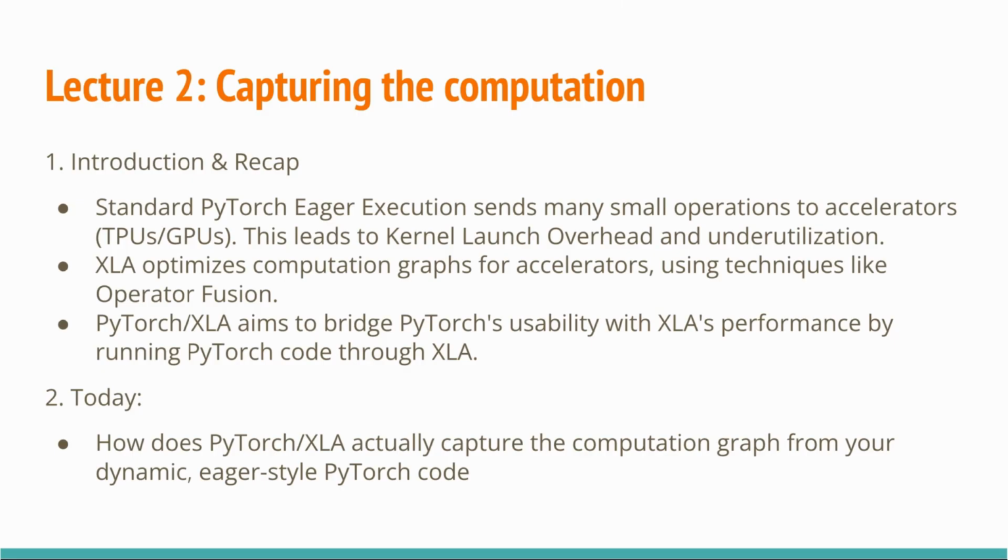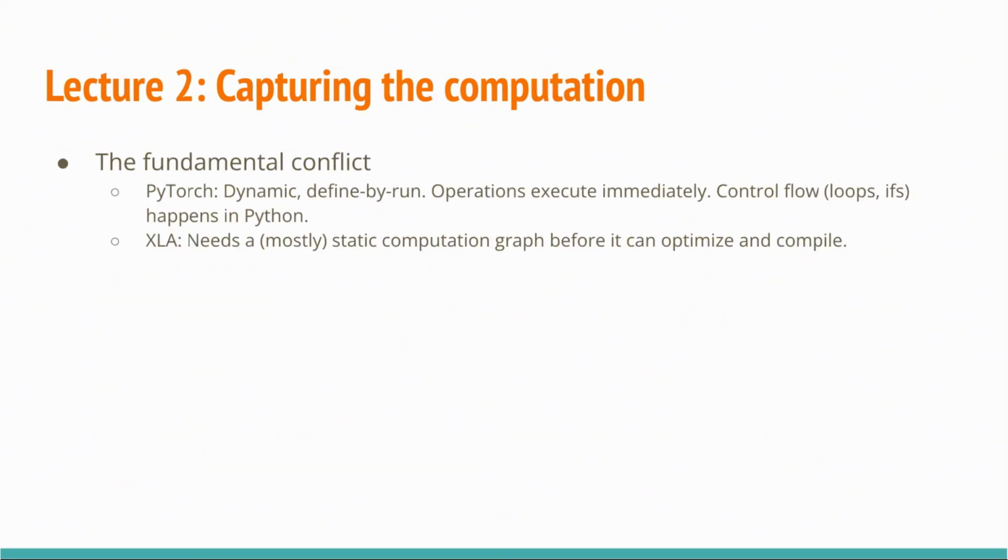In today's lecture, let's take a closer look at how XLA actually captures the computation graphs from your dynamic, eager-style PyTorch code. Remember that there is a fundamental conflict between PyTorch and XLA. PyTorch is a dynamic framework. It executes your commands line by line. That is, the PyTorch framework has no idea what you're going to do and what your computation graph looks like while it's executing. It just executes line by line and follows the instructions. However, XLA needs your full static computation graph before it can optimize, compile and execute your code. So that is the fundamental conflict between PyTorch and XLA. So how can we bridge them together?